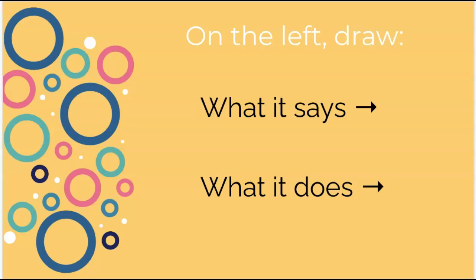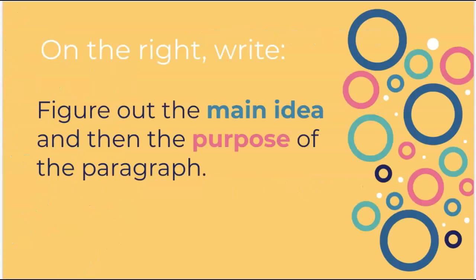Are you ready for the next one? On the left, you're going to draw or write what it says with an arrow, and what it does with an arrow. On the right, please write, figure out the main idea, what it says, and then the purpose, what it does, of the paragraph. You want to find out the main idea and then the purpose of each paragraph.